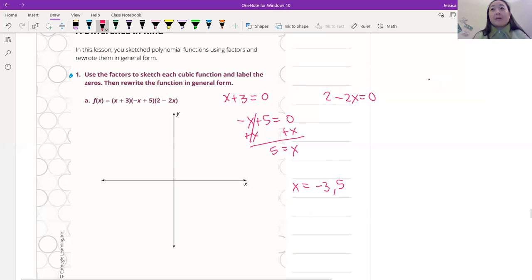Because honestly, okay, let me show you the other way. This is the way that most people do it. I just don't like it. It's just too long for me. It just has an additional step.